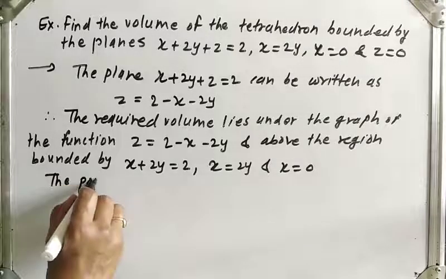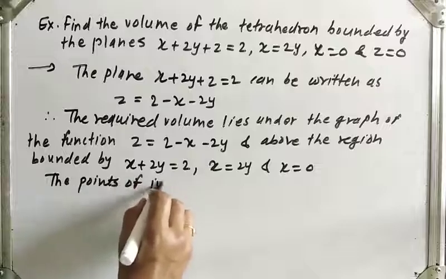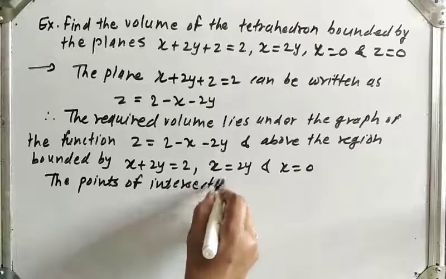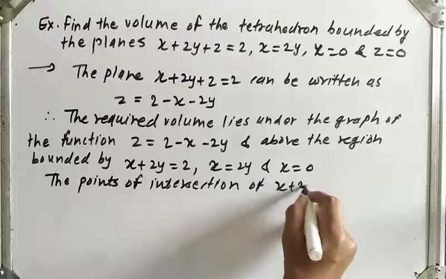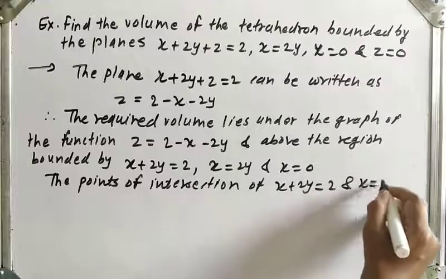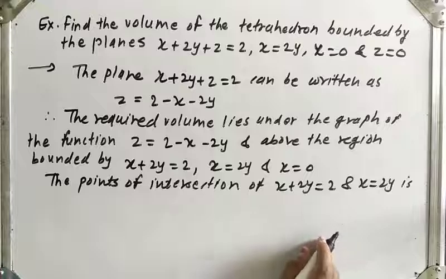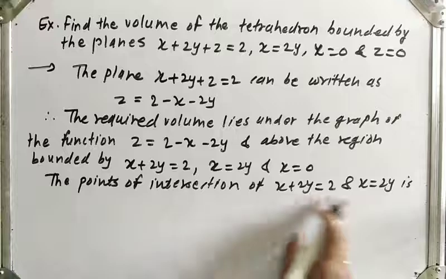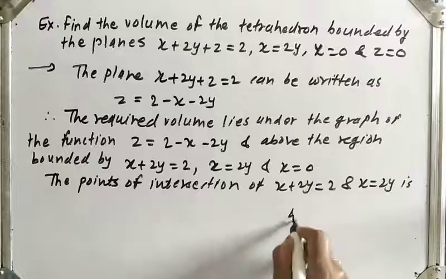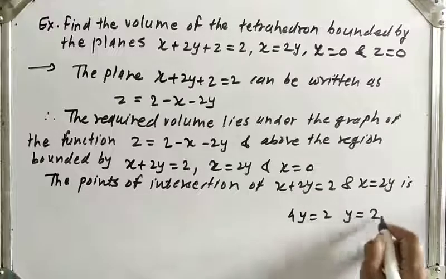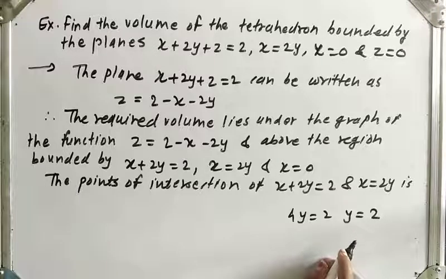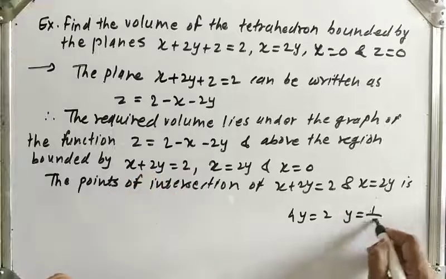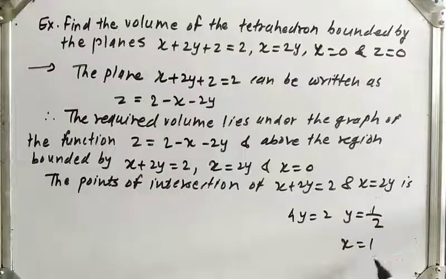The points of intersection of x plus 2y is equal to 2 and x is equal to 2y is which point? x plus 2y is equal to 2, x is equal to 2y. By substituting this value here, we get 4y is equal to 2, means y is equal to 1/2. Okay, now if y is equal to 1/2, then x will be 1 from both of these equations.